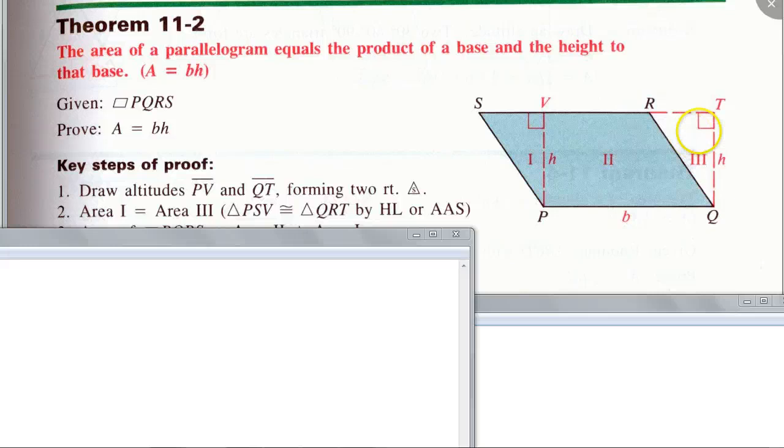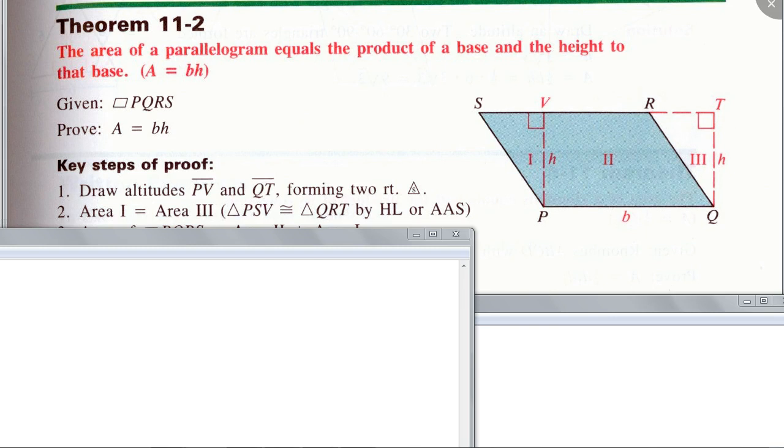Pomon, we know that VSP and TRQ are congruent. Why? Because they're corresponding angles. You have two parallel lines, SP and RQ, aren't they parallel? Yeah, because you have a parallelogram, right? And isn't it cut by a transversal ST right here? So VSP and TRQ are corresponding angles of two parallel lines cut by a transversal. So by angle side, because we know they're both 90, they are congruent.